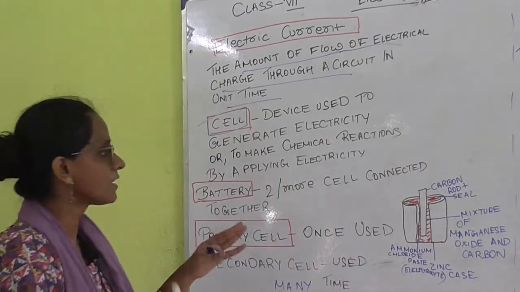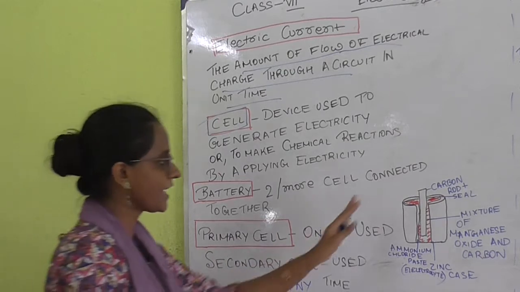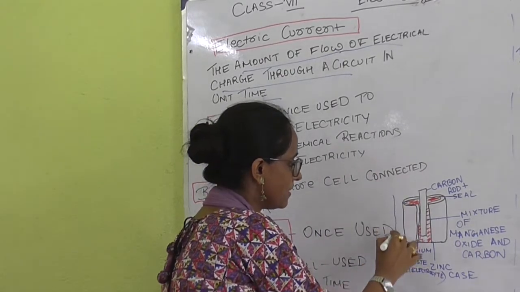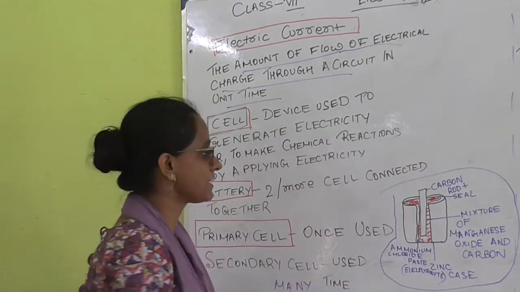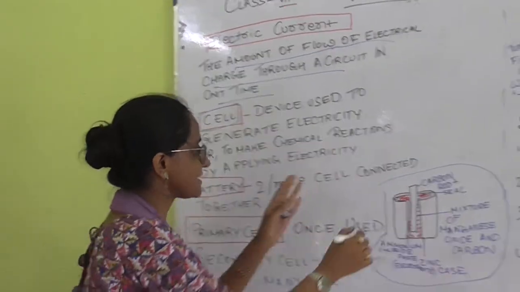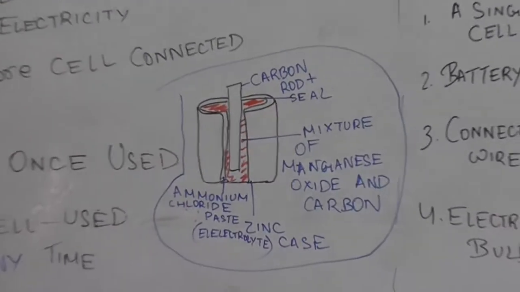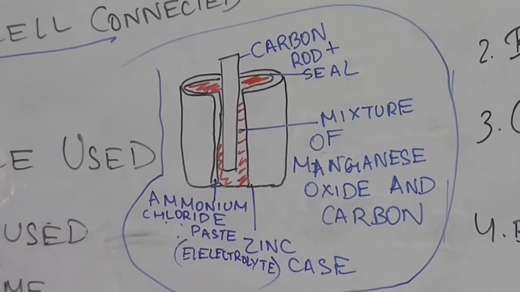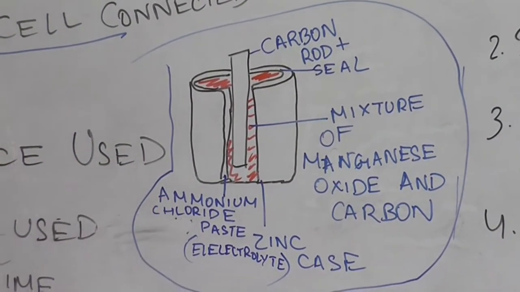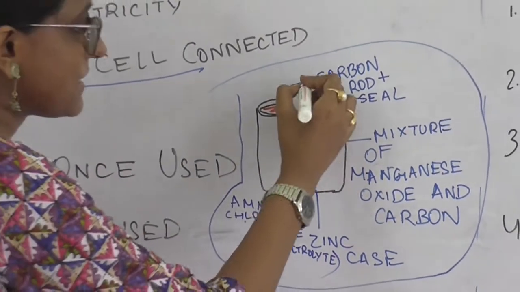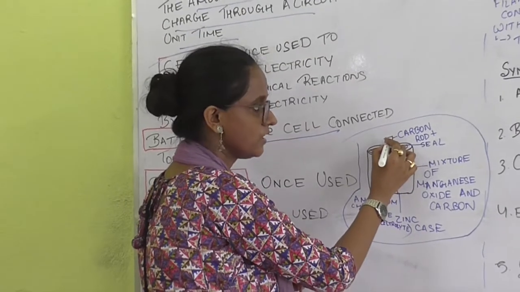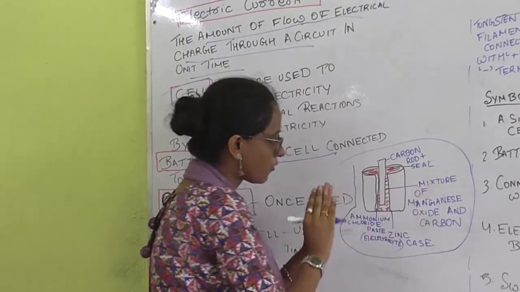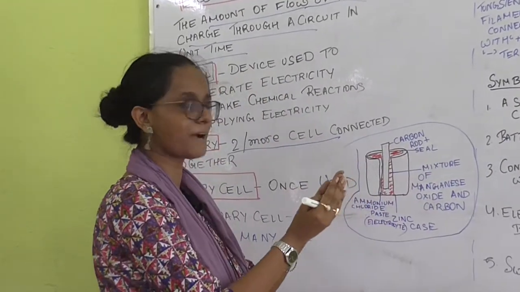Now in order to know the chemical reaction, we have to figure out this diagram properly. How does this cell work? Now this is a diagram of a battery. What is a battery? When two or more cells are connected to each other. Now what happens in a cell? This is a carbon rod. The carbon rod is sealed in the battery.